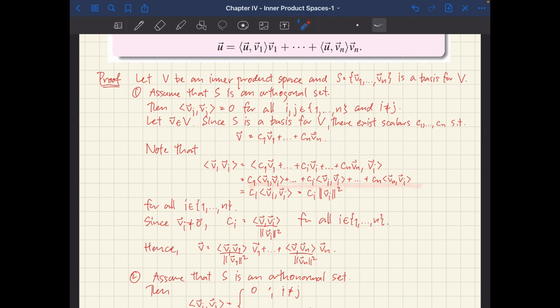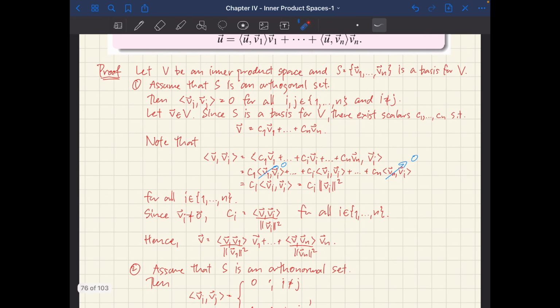And from this, because we know that S is an orthogonal set, it means that if j is not equal to i, the inner product is equal to 0, right? And we have only this term, the term of ci, which is ci multiplied with the inner product of vi and vi. And we know that the inner product of vi with itself is the norm of vi squared.